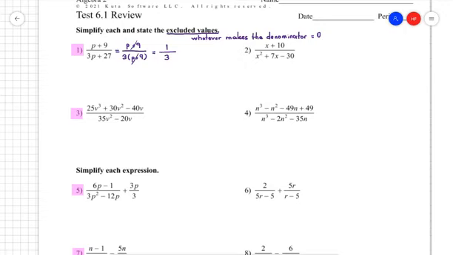Now, it'd be easy for us to see that we get 1/3 and say, well, there's no excluded values because nothing will make 3 equal 0. But we have to remember that we take the excluded values from before it's simplified. So we're going to take 3p plus 27 and set that equal to 0 and see what we get. So we'll subtract 27. We get 3p equals negative 27. And we'll divide by 3. And p equals negative 9. So our excluded value, the value we can never use, is going to be negative 9.